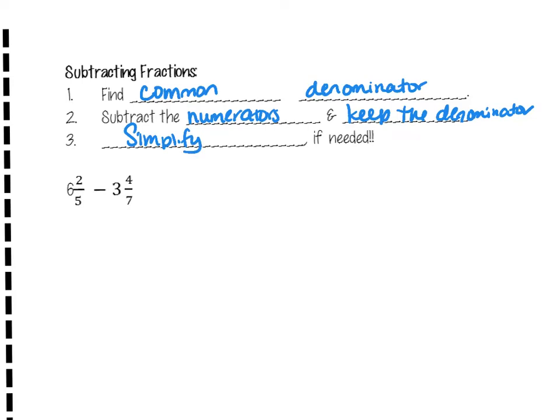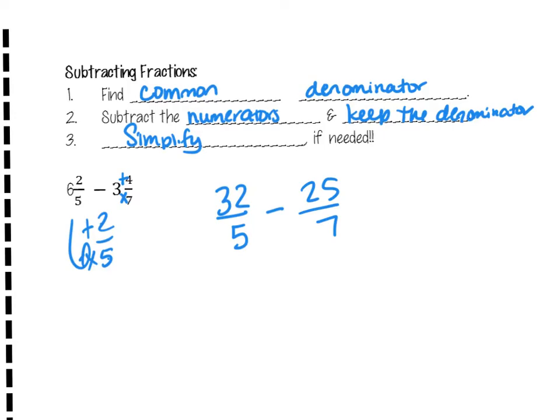This time we're going to keep those bigger numbers. So I'm going to go ahead and change, if we have a mixed number, we need to change it to improper, right? So I'm going to use the Texas method, and we're going to talk about that for a second. Remember, we Texas things. So 5 times 6 is 30, plus 2 is 32. So 32 over 5 minus 7 times 3 plus 4 is 25/7.